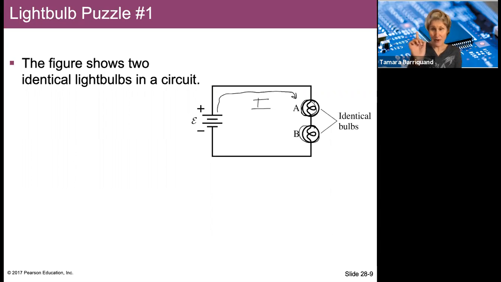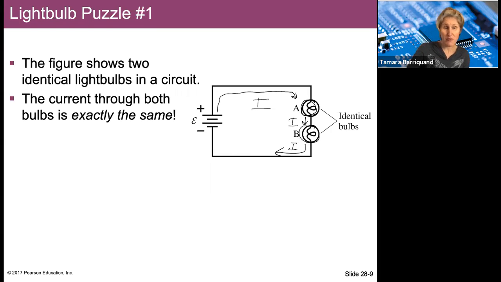But then we remember Kirchhoff's junction law tells us that the current that goes in must come out. So whatever current goes into A must come out of A. So this is the same current. And whatever current goes into B comes out of B. So this is the same current. Because there's no junction of any current going off in some other direction, the current must be the same. So the current through both bulbs is exactly the same.